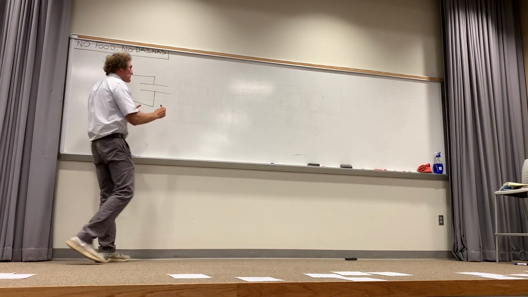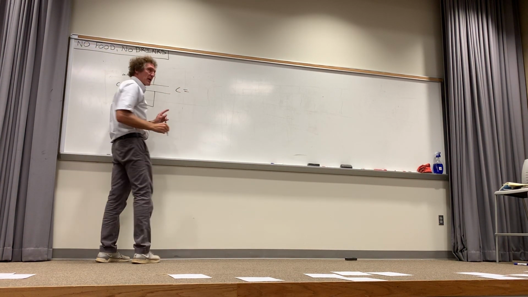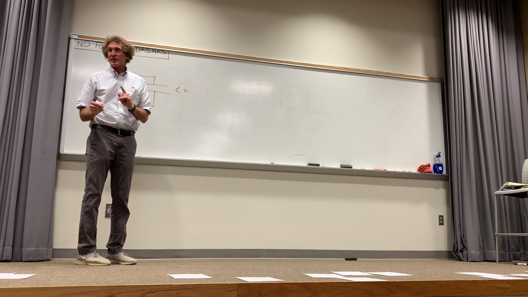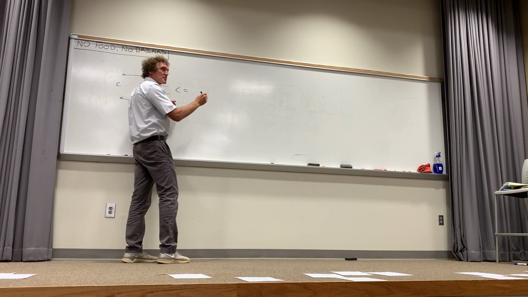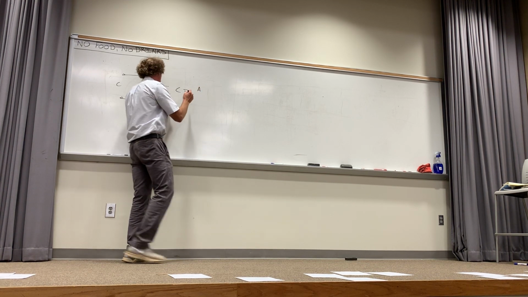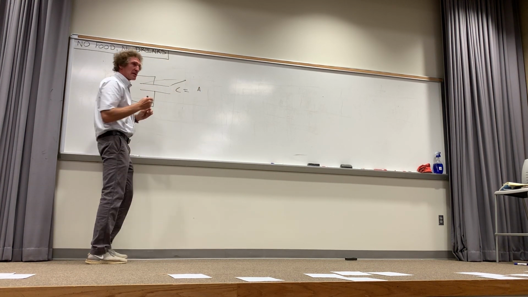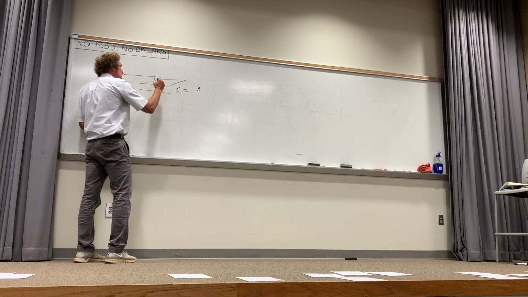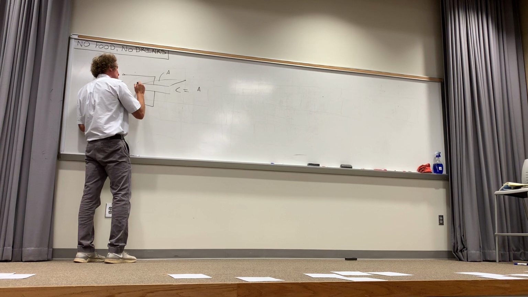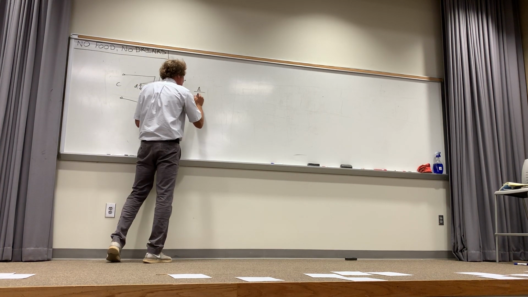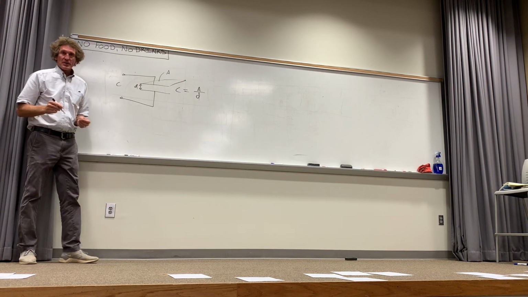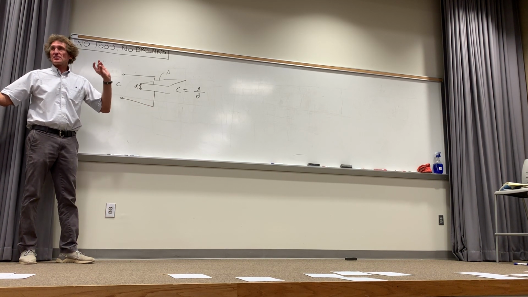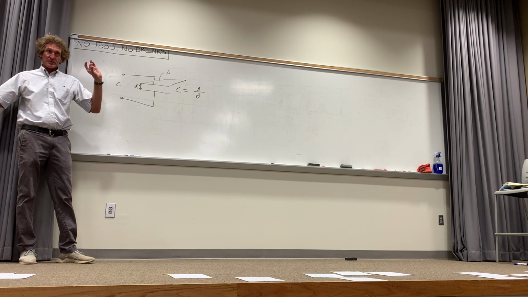Now, the actual value of the capacitance for a parallel plate capacitor, probably 90% of you know this because you've taken physics and you've had to do these problems. It's proportional to the area of the plates. The plate area would be in meters squared. And it's inversely proportional to the distance separating those plates. So the bigger the plate, the bigger the capacitance. The smaller the distance separating them, the bigger the capacitance.